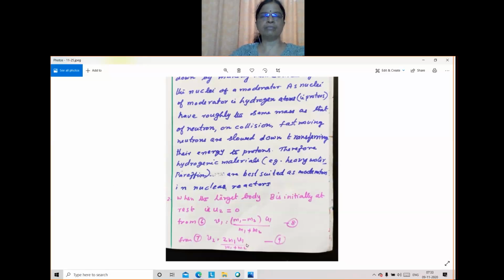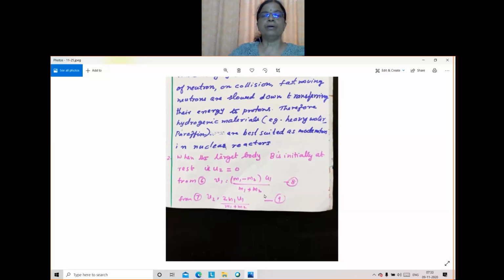So what is V1? Substituting in equation 6, we get V1. The U2 second term will not be there, so only the first term will be there: M1 minus M2 into U1 by M1 plus M2.